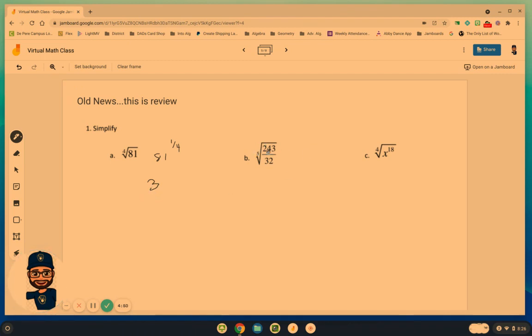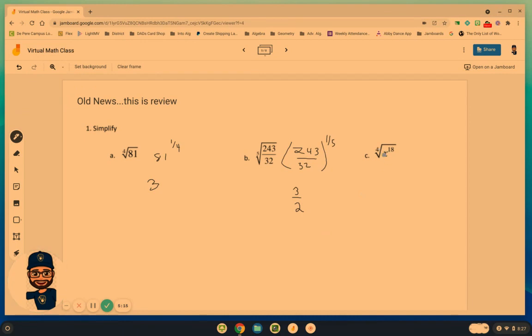The 5th root, so again, 243 over 32. Both of those being raised to the 1/5 power. We're looking, in a sense, for the fifth root of 243. We're looking for the fifth root of 32. 243 is 3, and 32 is 2.